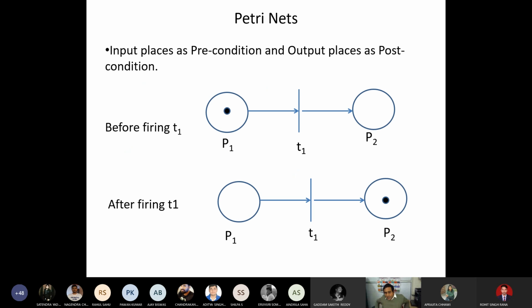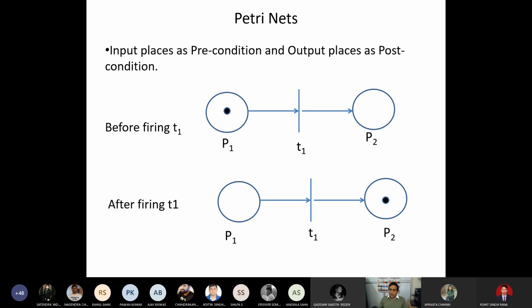Now I just explained this thing, this is what I wanted to explain. Let's say, for example, here is a transition T1. For this transition T1, the input place is P1 and the output place is P2. Before firing, let's say this input place P1 has one token. There is a condition like this: unless or until it has one token, T1 cannot be fired.